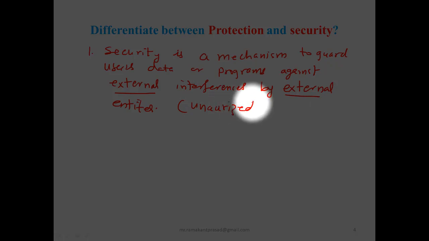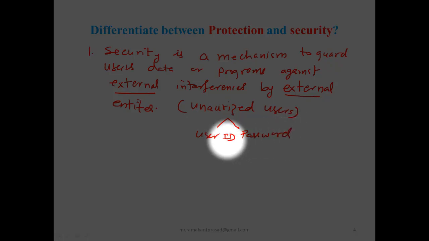Unauthorized users. Given authorization means what? Those which are given the user ID and password. Always remember that authorization means that through the user ID and password someone logs into your operating system or your organization. Such a user is an authorized user. Those who have no user ID and password and try to access your operating system are unauthorized users, or we can say that these are the external entities of the organization or operating system.